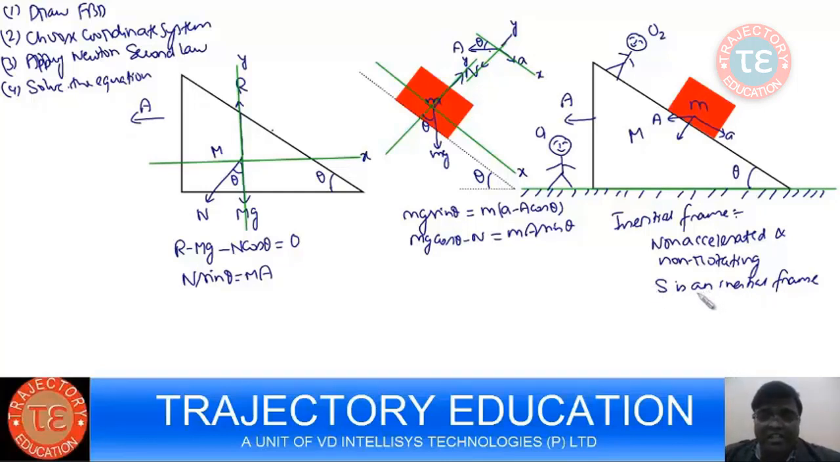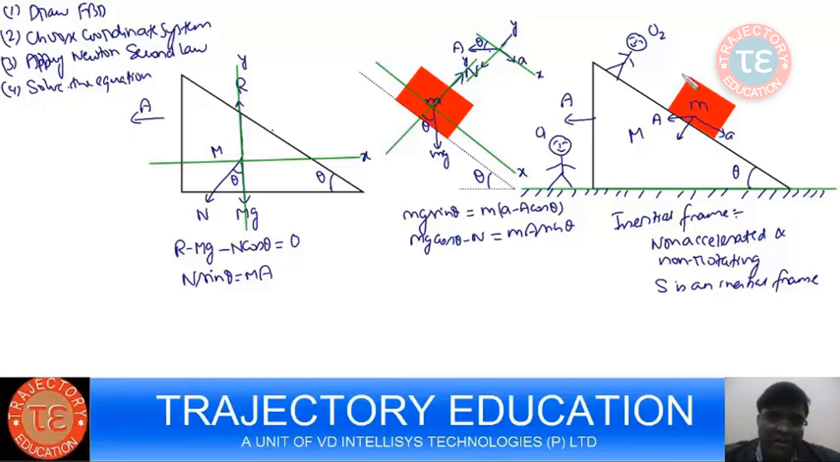If S is an inertial frame, then any frame which is either at rest with respect to Earth or moving with constant velocity with respect to S will also be an inertial frame. Alright. So O1 is an inertial frame. O1 is someone who is attached to Earth. O2 is not an inertial frame because O2 lies on a wedge and the wedge is accelerating with respect to O1. So O2 can't be an inertial frame.